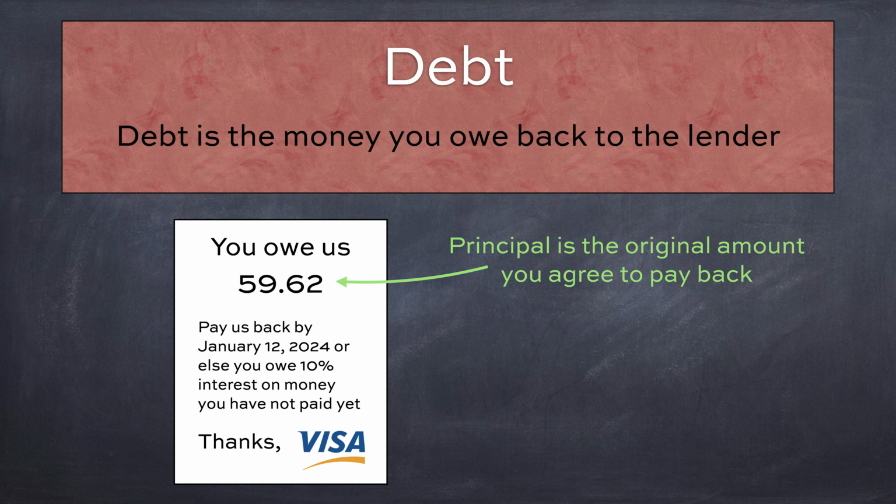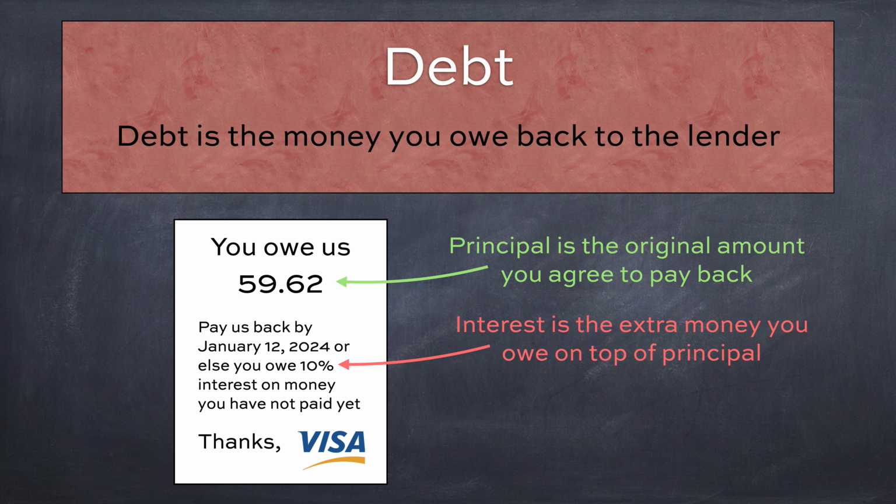Then there's a second thing, and this is how lenders make money: interest. Remember, for you, interest is good when you're investing, but in terms of debt, interest is bad because interest is the extra money you owe on top of the principal. In this case, the interest rate is 10%, so you owe 10% of what you didn't pay back.